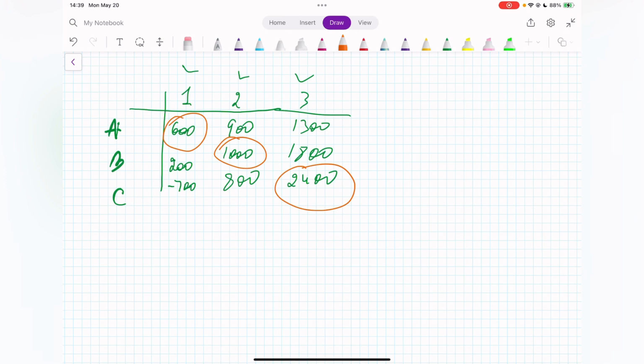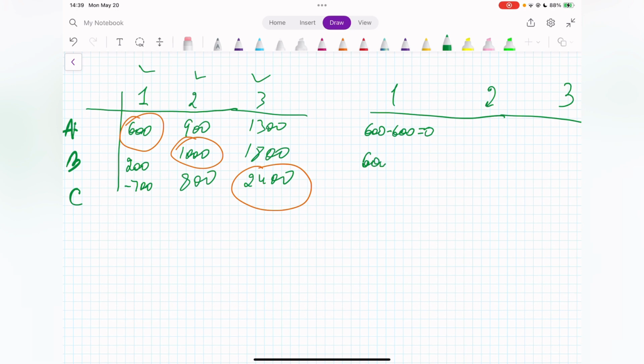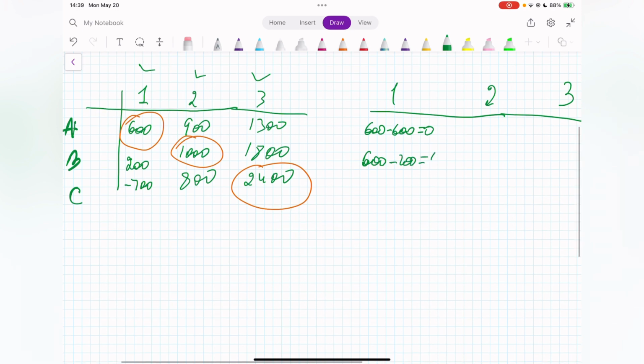For demand 1, the best is 600, so 600 minus 600 is 0. Then 600 minus 200 is 400, and 600 minus negative 700 is 1300. Let me stretch the table a little bit, otherwise I won't have so much space. Here will be demand 2, here will be 3.